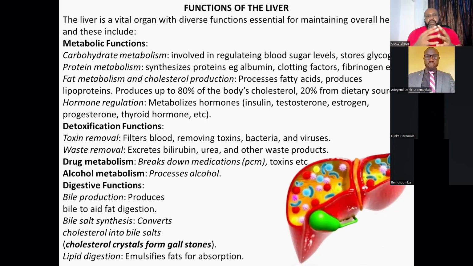So, the functions of the liver. The liver is a vital organ with diverse functions. It has metabolic functions that have to do with carbohydrate metabolism. Metabolism just means the biological processes that take place in the body, either by building up or by breaking down. Now, protein metabolism, you can imagine that even the things that clot blood are produced by the liver. Then we have fat metabolism and cholesterol production. We all know that cholesterol is one of the most dangerous things on earth. We'll find out shortly why that is.